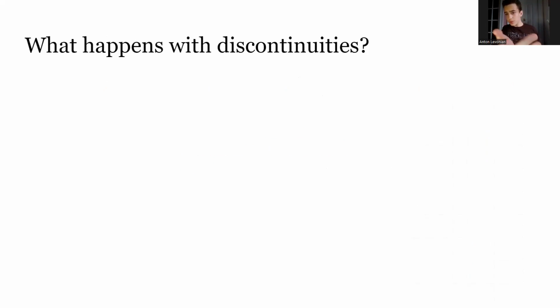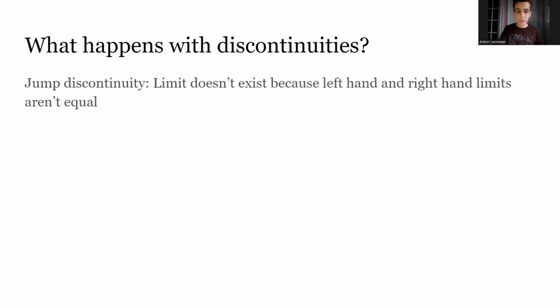So why do each of the 4 discontinuities that we talked about fail to pass this definition? So notice that in a jump discontinuity, like we were talking about with the absolute value curve, the limit doesn't exist because the left-hand limit and right-hand limit, as the function approaches the point where the discontinuity happens, aren't equal. There's a slight jump. And because of this, there is no limit. The limit as x approaches a of f of x doesn't exist. And because of this, we know that the function is discontinuous because the limit actually has to exist.